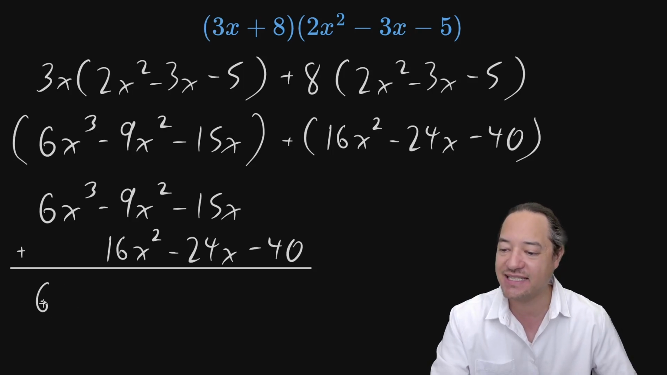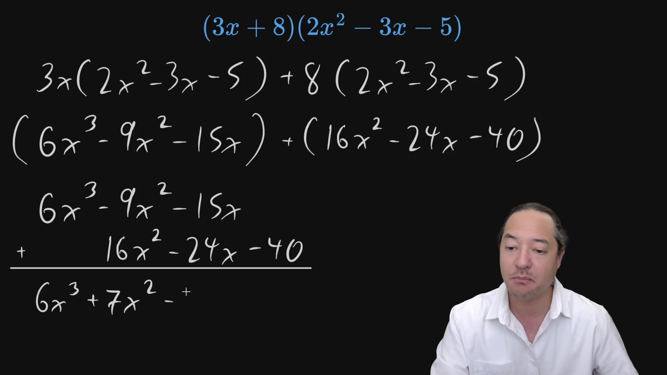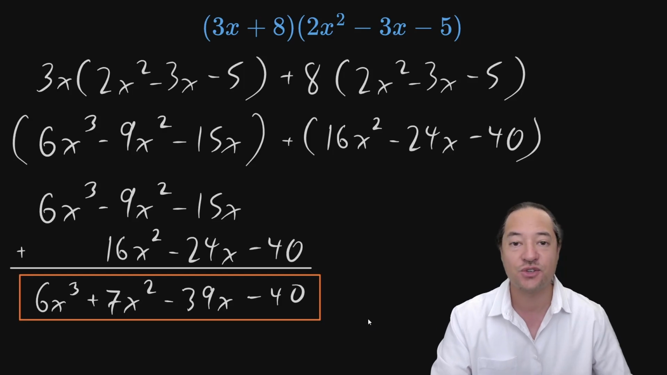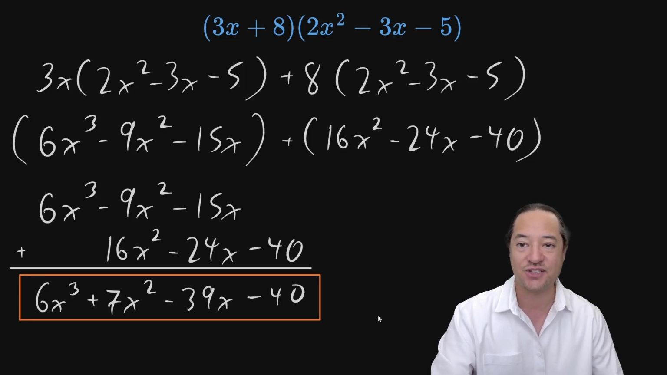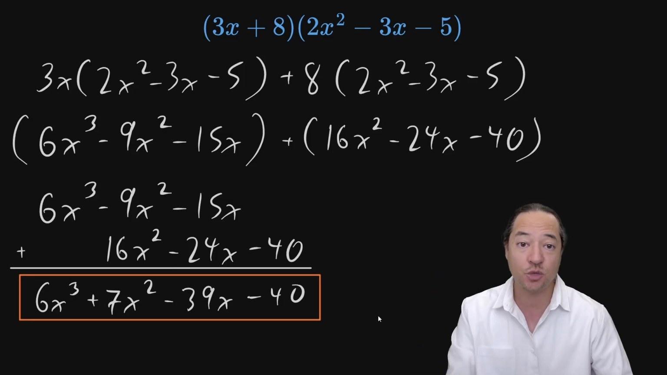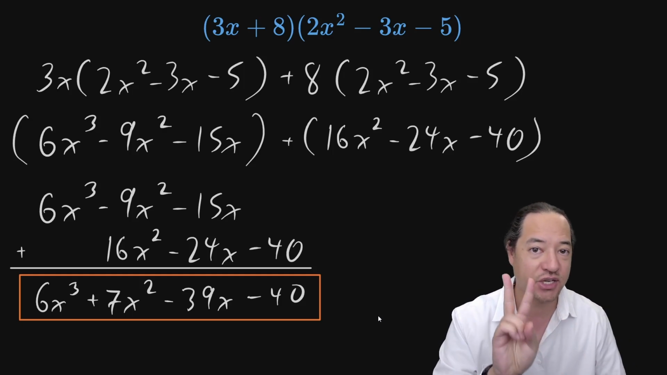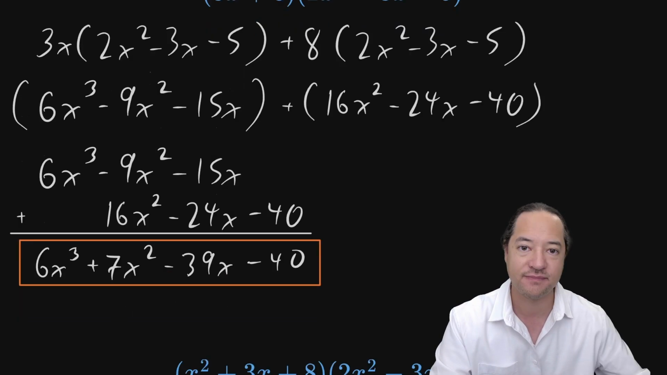So we're going to get a 6x cubed. This will be, what is this? A 9, it's going to be a 7, right? So minus 9 plus 16 is plus 7x squared. Here we'll get a minus 39x and a minus 40. And there we go. That should be our final answer right there. So we can multiply a binomial times a trinomial. And now for extra credit, let's try multiplying two trinomials together.